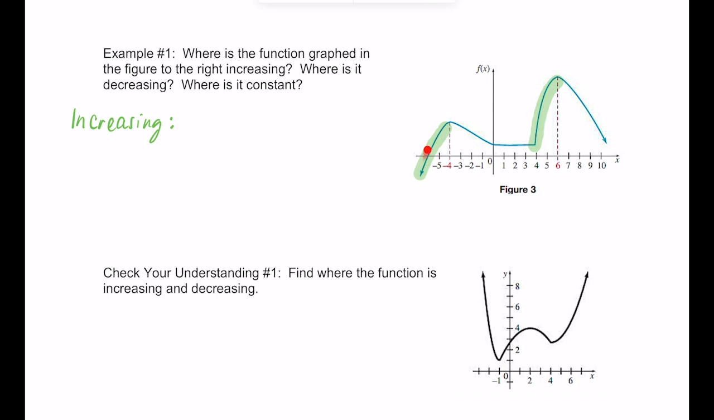So we're going to use parentheses. We don't have a closed interval because right at that x value there, the graph is shifting and it's going from increasing to decreasing. So my first increasing interval is negative infinity to -4. And then also from 4 to 6. Notice that we're using the x values to describe intervals of increasing, decreasing, and constant. So that's very important when you're reporting those intervals to use x.